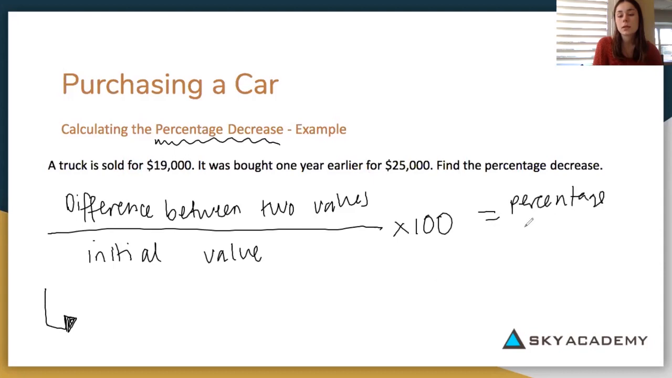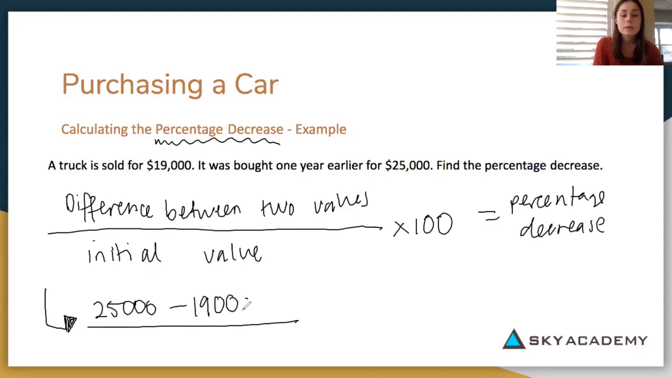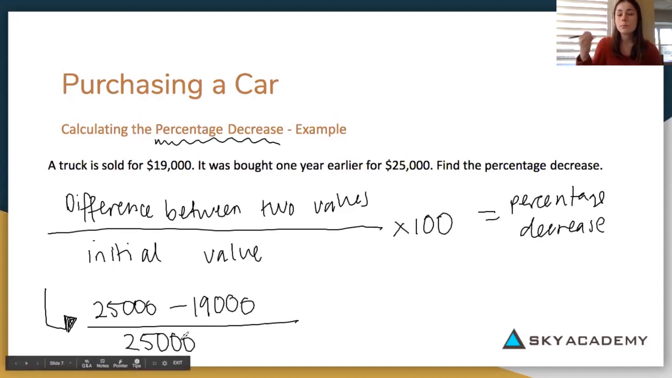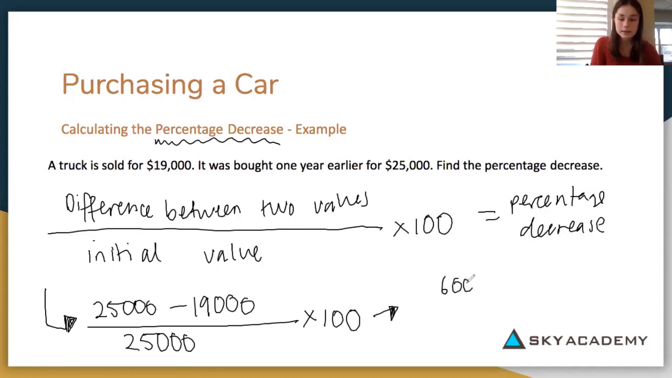So the difference between the two values will be 25,000 minus 19,000. And our initial value is 25,000. What we initially start with, or what we purchased the car for initially, was $25,000, and we'll times that by 100. So that then goes to $6,000 because the difference between 19,000 and 25,000 is 6,000. And then if we times that by 100, it will leave us with 24%.